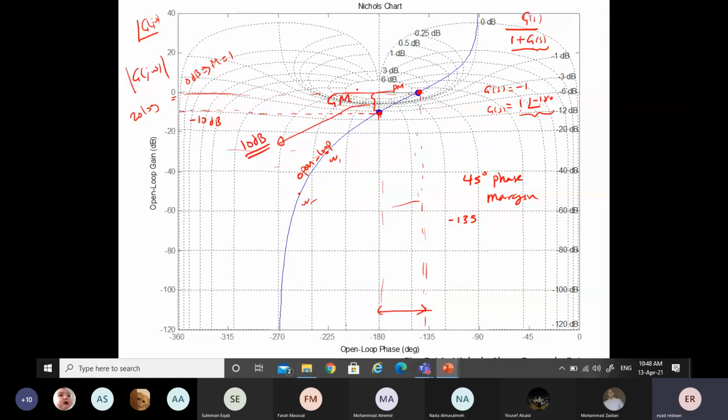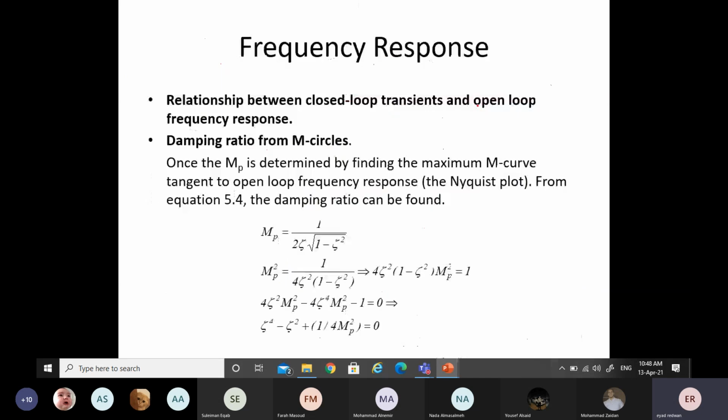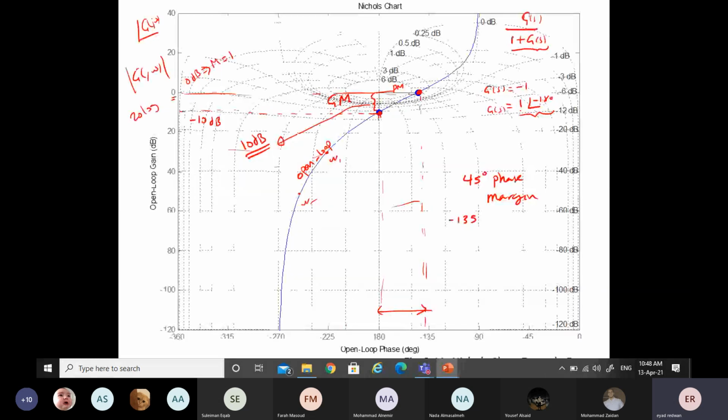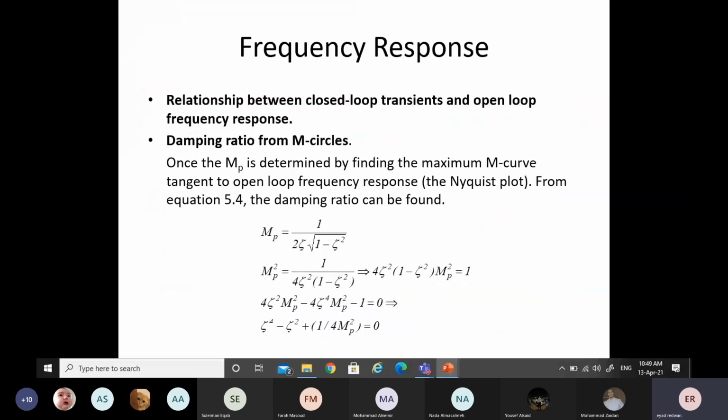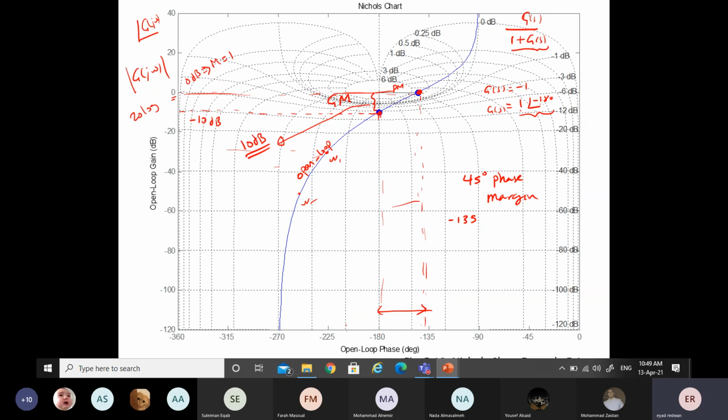Now from the gain margin and phase margin, and from the Nichols chart in general, I can actually relate the closed loop transients and the open loop frequency response. For example, let me go back to this again, I can't erase it. Now, we said we can find the maximum. If you remember, we said that we can find the maximum.